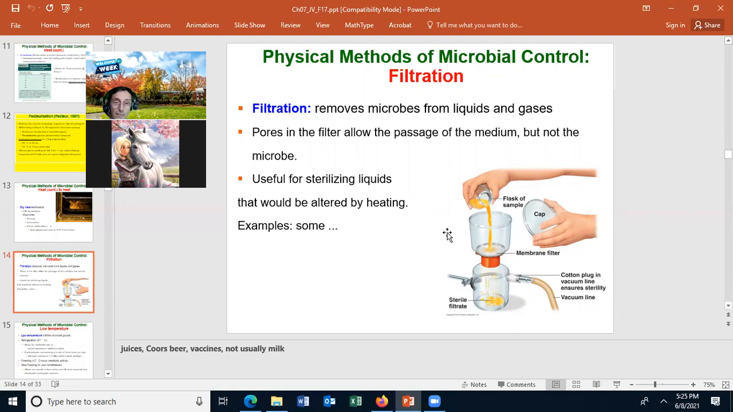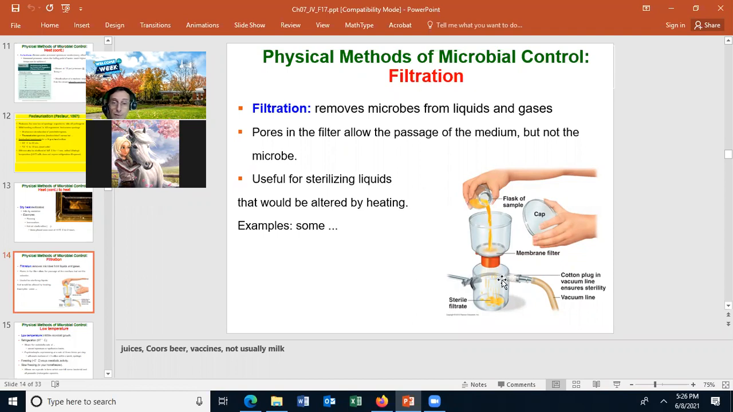This is very useful for sterilizing liquids, especially liquids that would be altered by heating. Some examples of filtration are various juices, and Coors beer, if you're familiar with that beer. They don't pasteurize that beer, and that's why it tastes a little different. They filter it. Vaccines are often filtered.